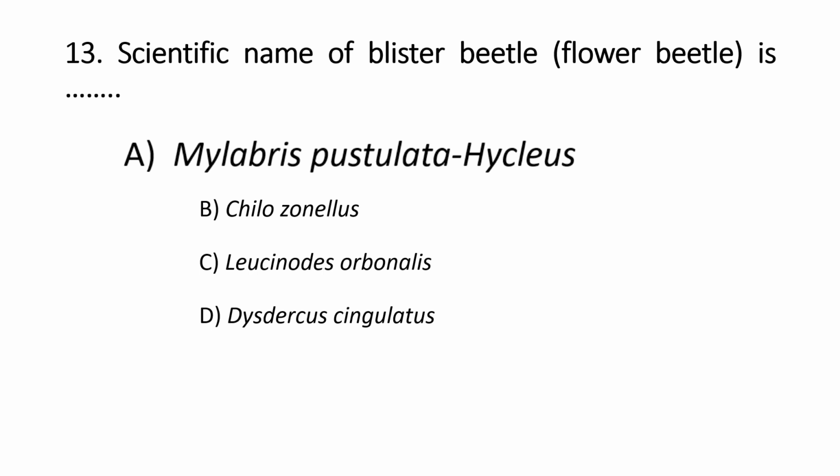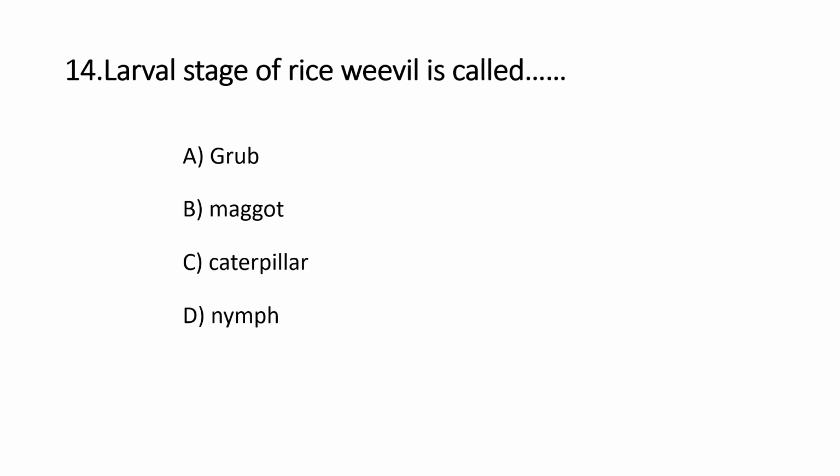Okay, cantharidin. Cantharidin causes blistering of skin. Next, larval stage of rice weevil is called. We know the different insect orders have different larval names. Here the question is: larval stage of rice weevil is called. Options are grub, maggot, caterpillar and nymph.